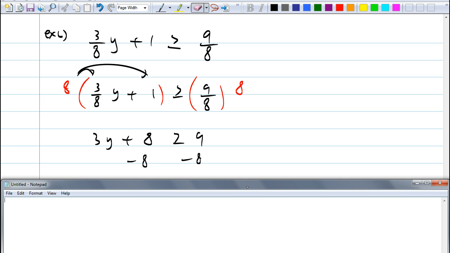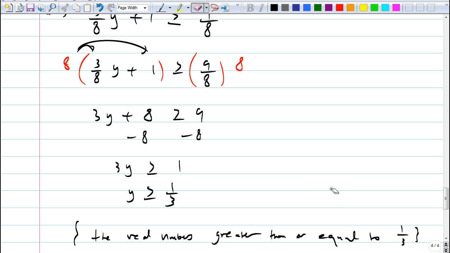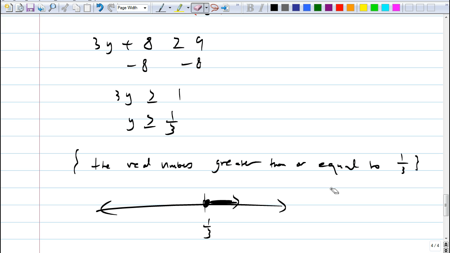Do we reverse the inequality symbol here? Not yet. No, we're subtracting 8. We're not multiplying or dividing by a negative. Okay. So then we divide both sides by 3. How many people got the real numbers greater than or equal to 1/3? Good. Did you all get this graph? Yes. Is this easy? Can you do something like this for your homework tonight? Yes? Good.